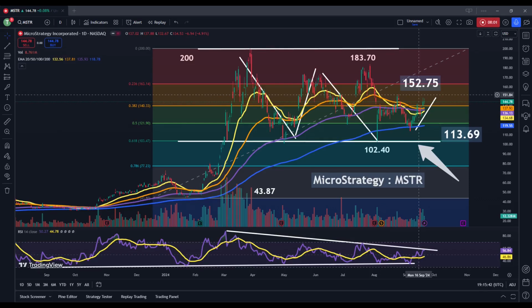So here's the current market update for MicroStrategy Incorporated, stock ticker MSTR.